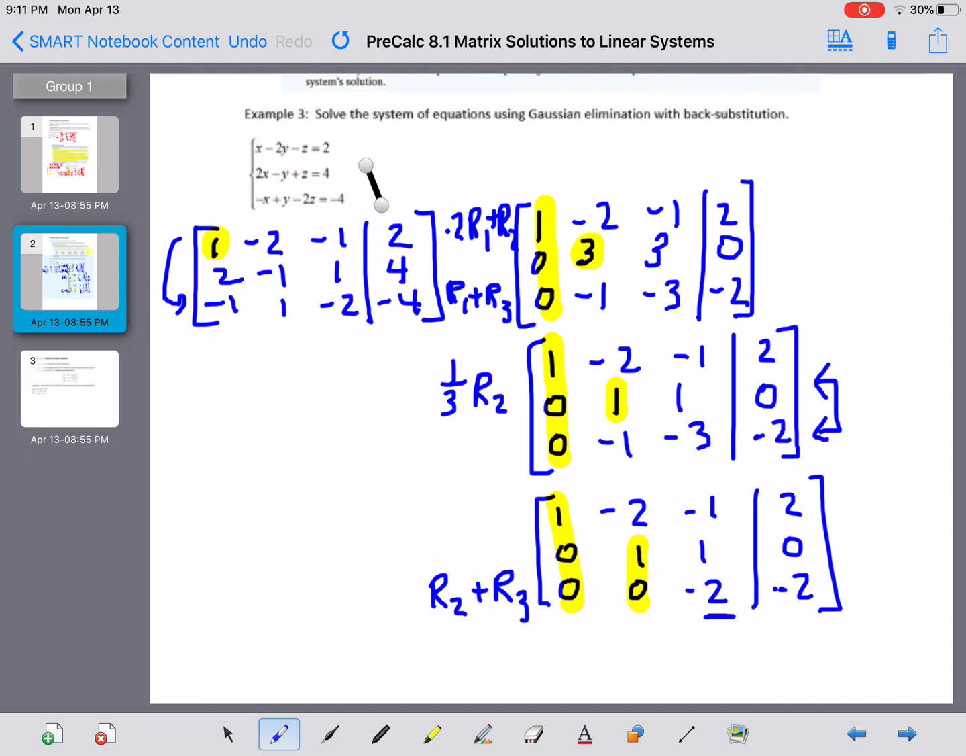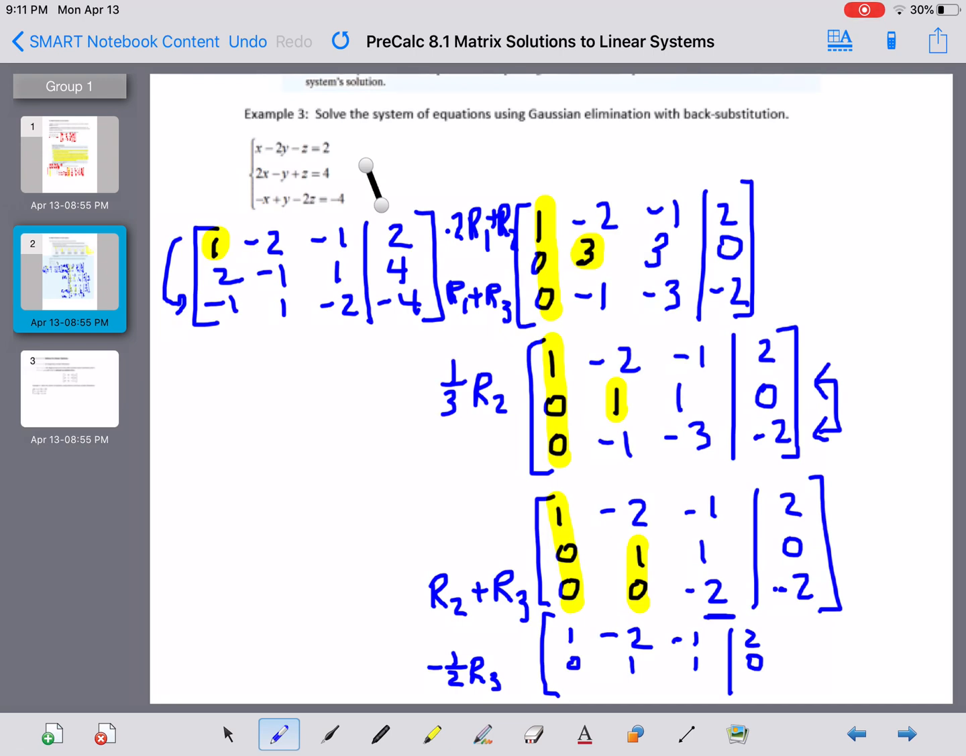And the best way to get that -2 to turn into a 1 is to divide by -2 or multiply by -1/2. So I'm only working row 3. Row 1 I'm leaving the same. Row 2, I'm leaving the same. And I'm multiplying everything in the bottom row by -1/2. You can also just think of it as divide by -2.